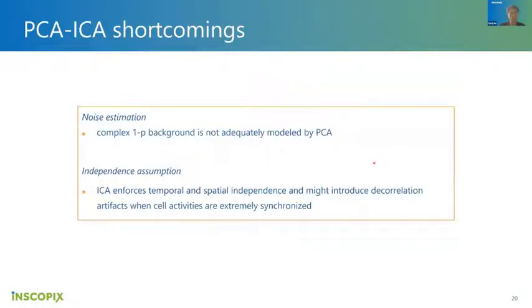Just to address some of the cons of PCA-ICA, we do have some noise reduction from the PCA step, but it's not specifically targeting the noise, so it may not be accurate or adequate. Also, it assumes some independence during the ICA step, and if signals are highly correlated, then it might introduce some decorrelation artifacts.